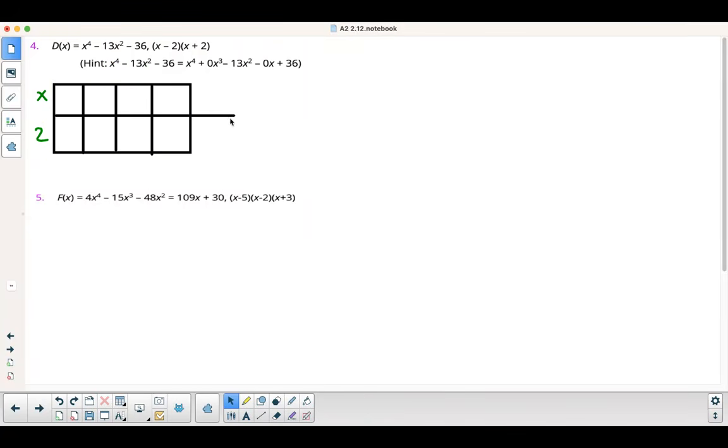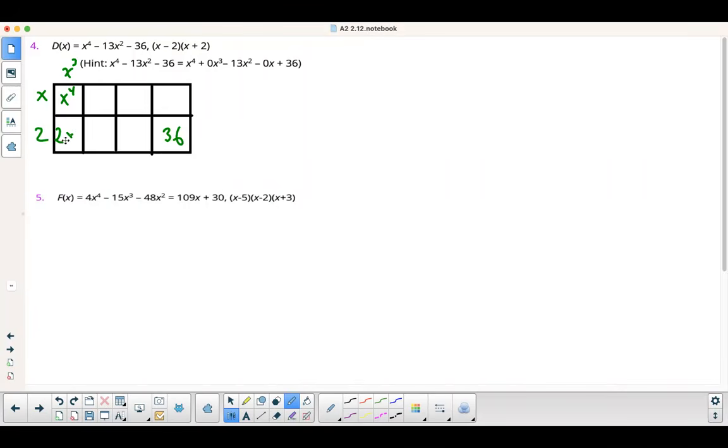So I'm going to cut that down. All right, so put my x to the 4th here, and I'll put my 36 down here. So it's x to the 4th. So 4 columns. So let's think here, x times x cubed.